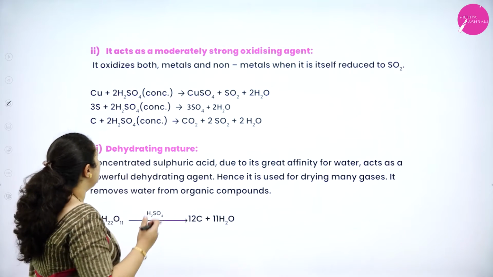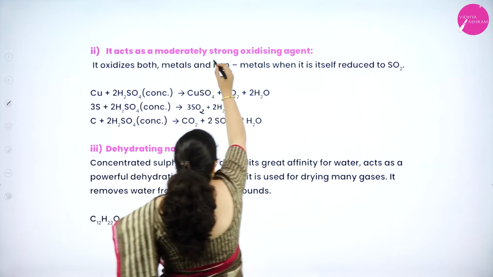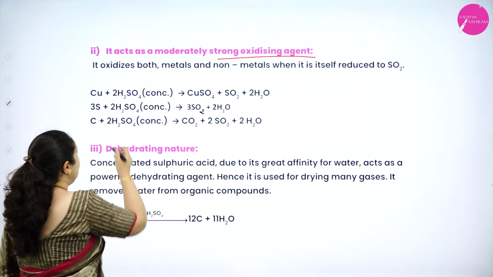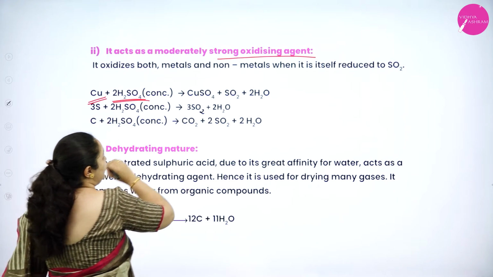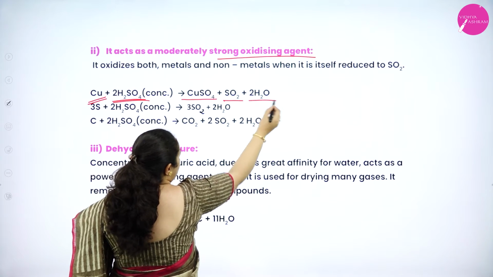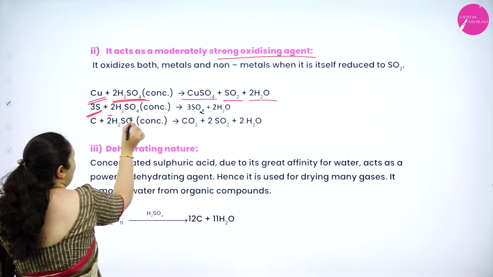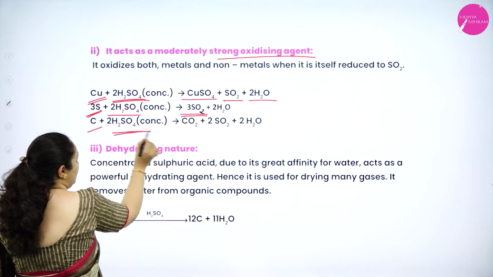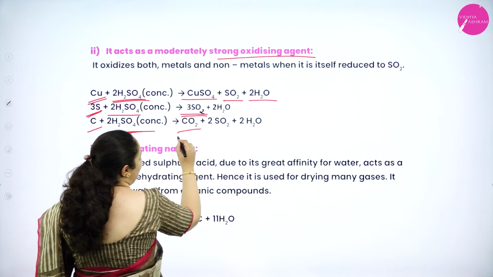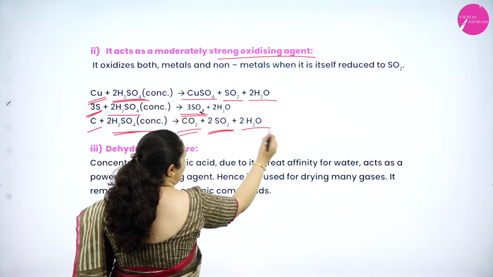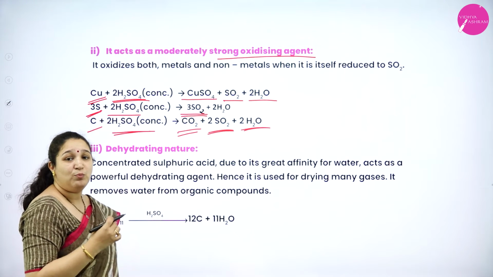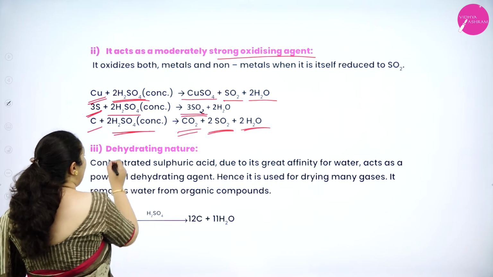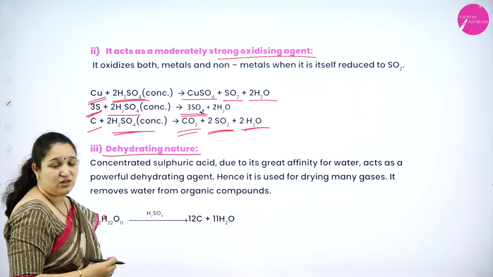Next, it acts as a moderately strong oxidizing agent, that is, it reacts with metals and non-metals. How? Copper, when treated with concentrated H2SO4, gives copper sulfate, sulfur dioxide and water. In the same way sulfur, when treated with concentrated H2SO4, gives sulfur dioxide gas. Carbon, when treated with sulfuric acid, gives carbon dioxide gas, sulfur dioxide gas as well as water. So it is a moderately strong oxidizing agent, as well as having a high dehydrating nature, isn't it?